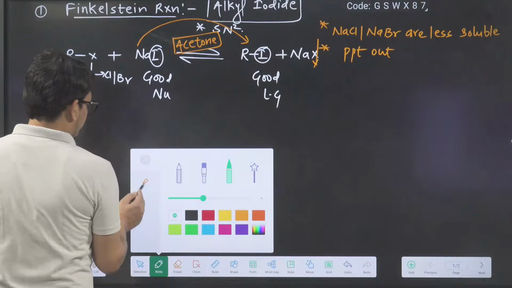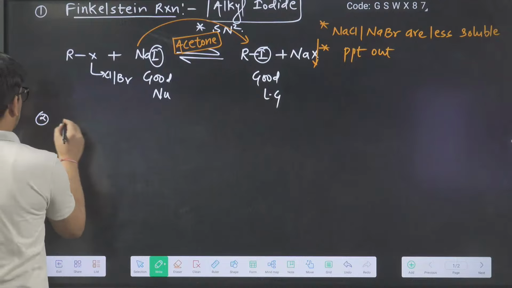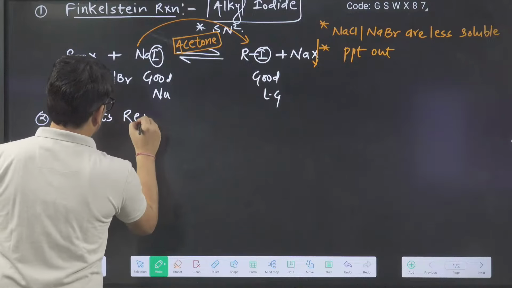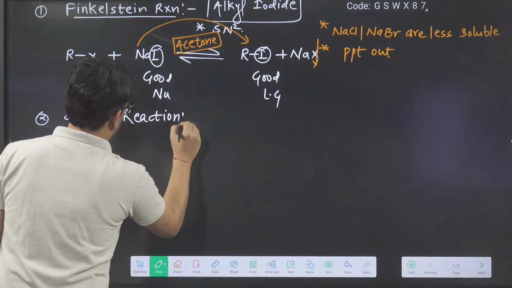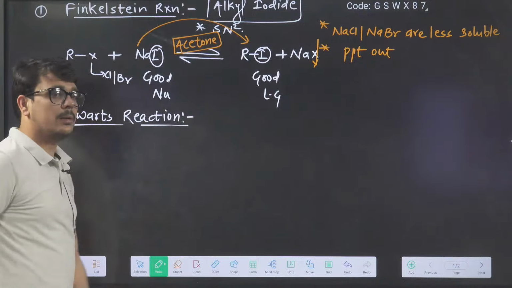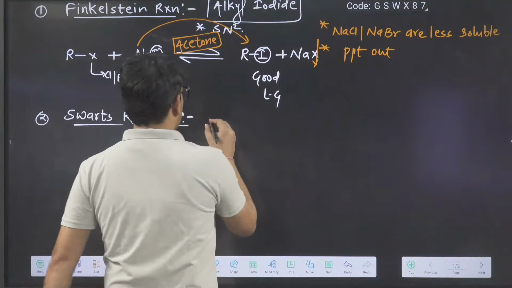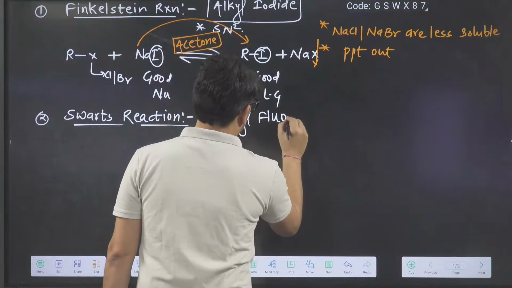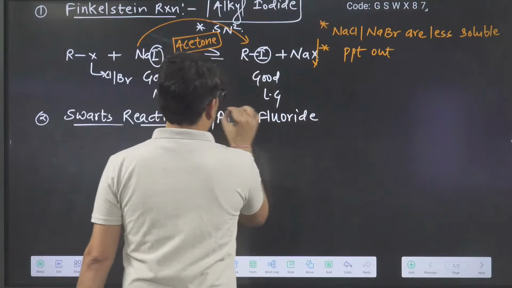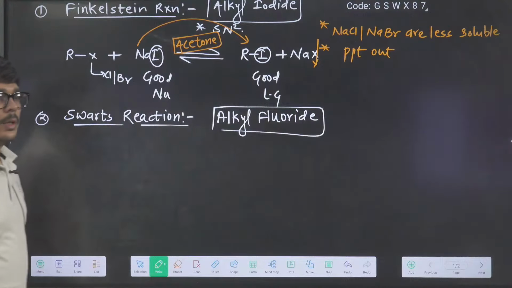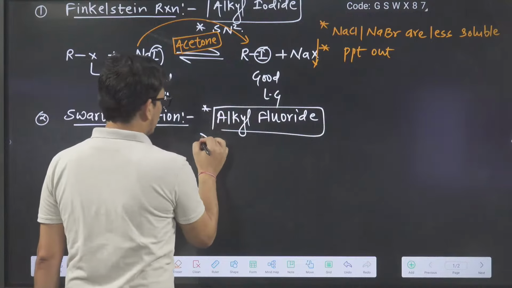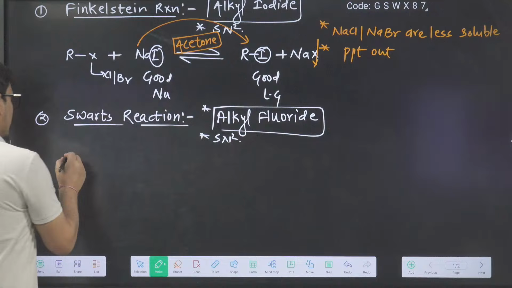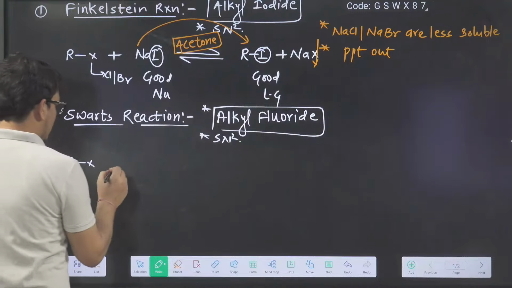Now next, second, what I am saying here is the Swarts reaction. The Swarts reaction is used to prepare alkyl fluoride. Again, this also follows the SN2 mechanism. This also follows which mechanism? SN2 mechanism. Here also again R-X plus.